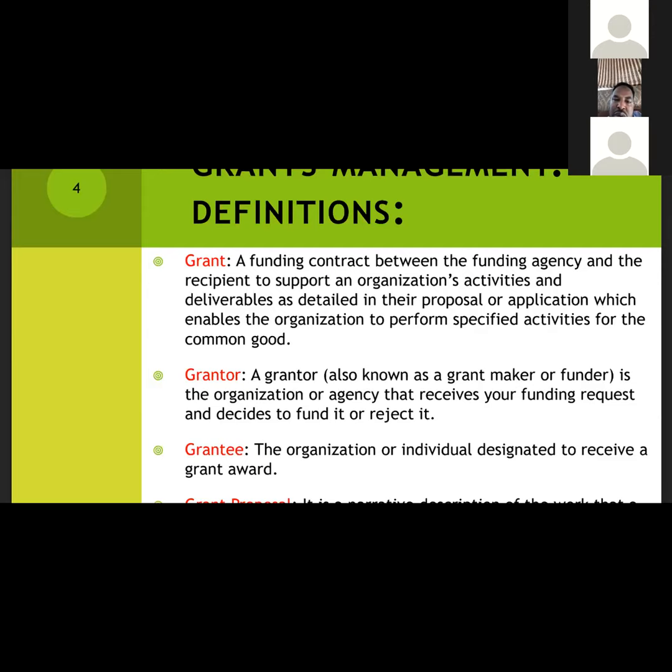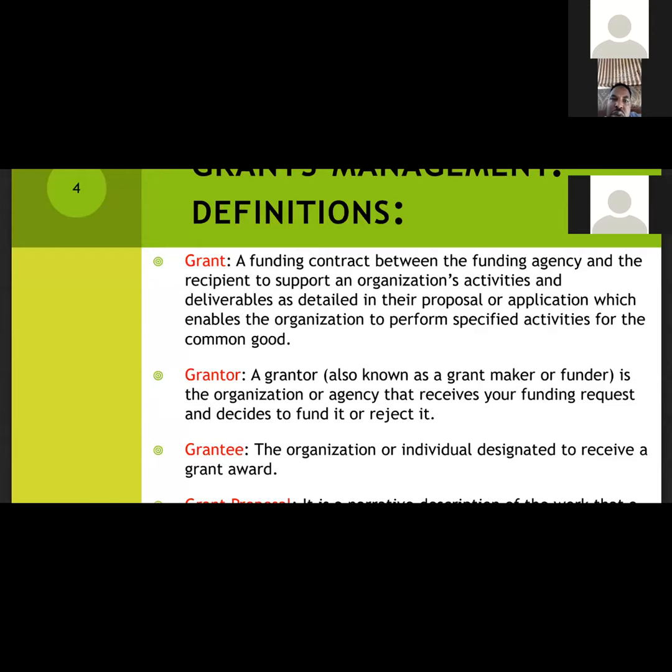Now, the other thing that we would want to emphasize is the issue of the grantor. When you talk about a grantor, we're saying that a grantor, also known as a grant maker or a funder, is simply the funding organization or agency that receives your funding request and decides to fund it or reject it, as you'd expect. In case it does not qualify, it will be rejected. If it qualifies, then you will be funded for the activities that you want to take place.